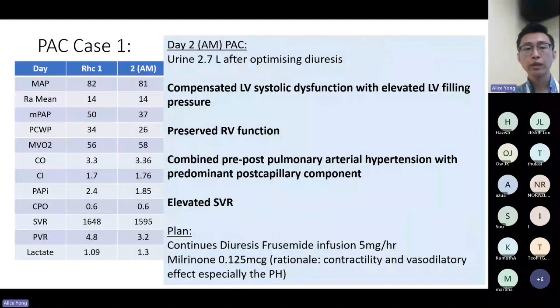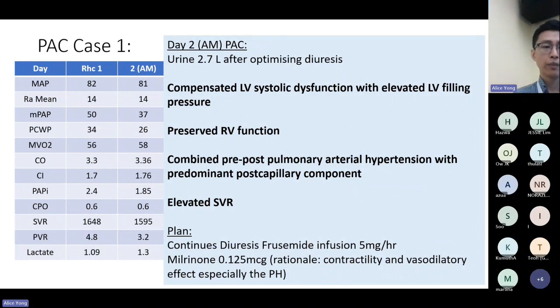Okay, so on the second day we come and see him. Yes, we are happy that the pulmonary wedge pressure starts to come down a little bit. The patient's urine output is quite good overnight, suddenly 2.7 liters without us having to touch the dopamine also. So we are quite confident we are heading the correct way in terms of diuresing the patient.